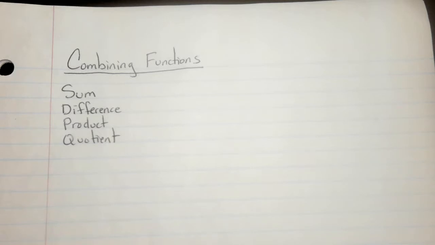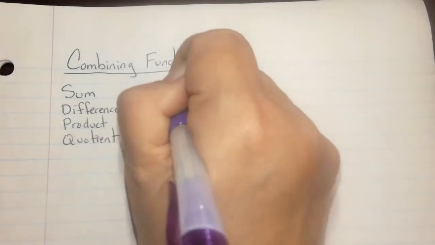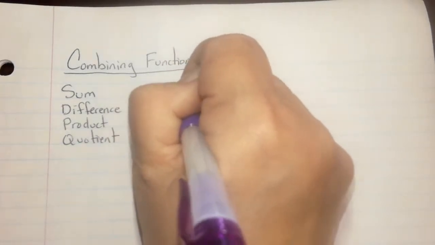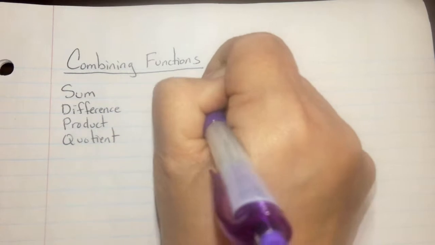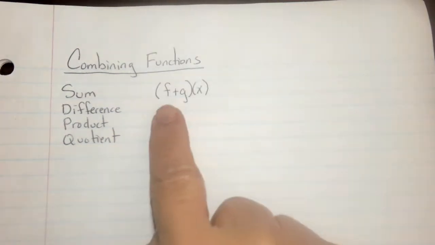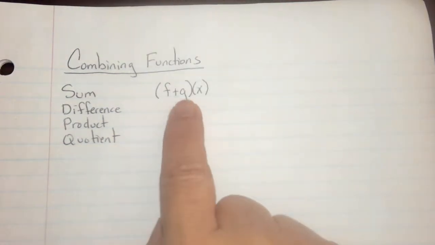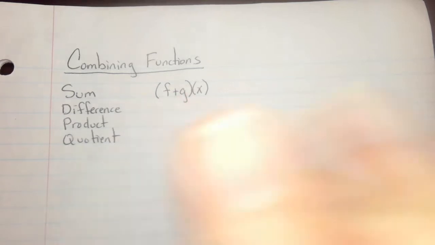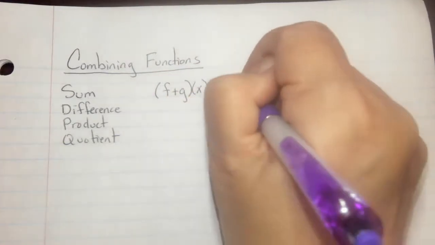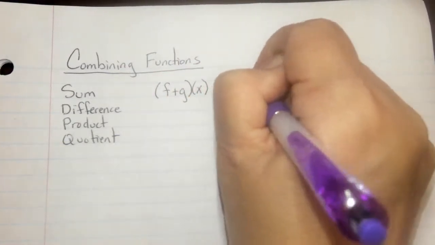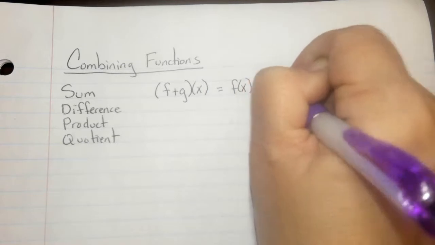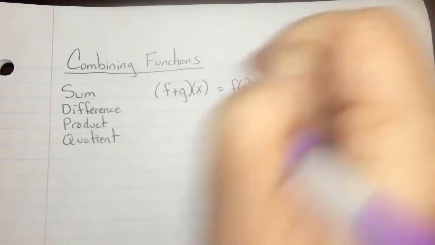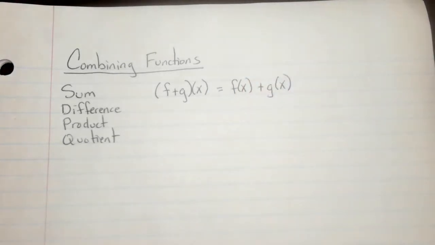So we're going to be looking at combining two functions together. So for our sum, that means f plus g of x. So f is a function of x, g is a function of x, and we want to add the two functions together. And the way we do that is we just take f of x and we add it with g of x. And this will all make more sense when we actually do an example.